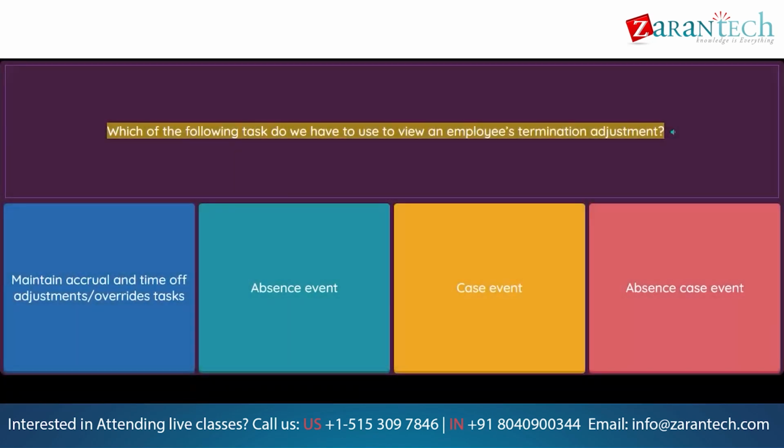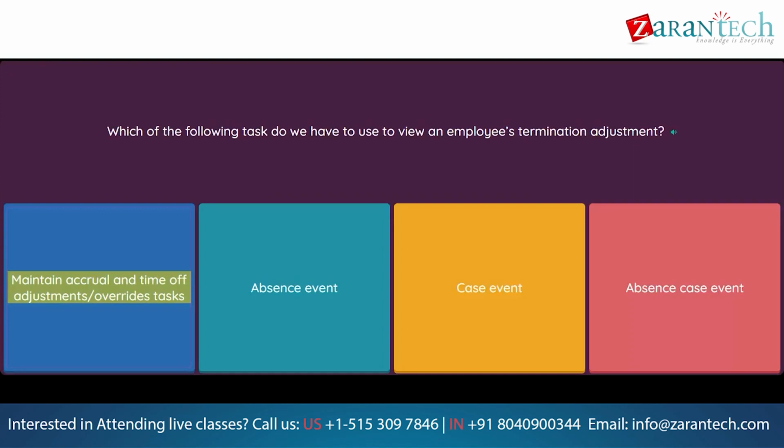Question, which of the following task do we have to use to view an employee's termination adjustment? Option 1 maintain accrual and time off adjustments/overrides tasks. Option 2 absence event. Option 3 case event. Option 4 absence case event.